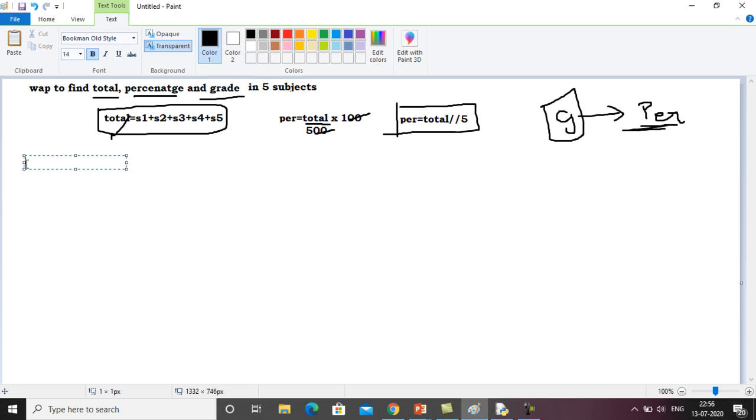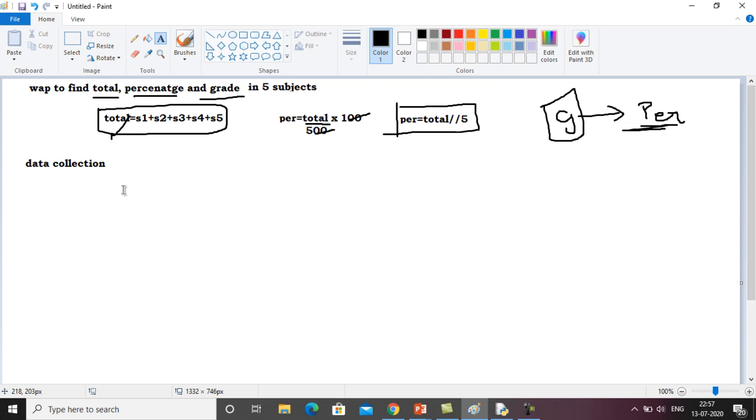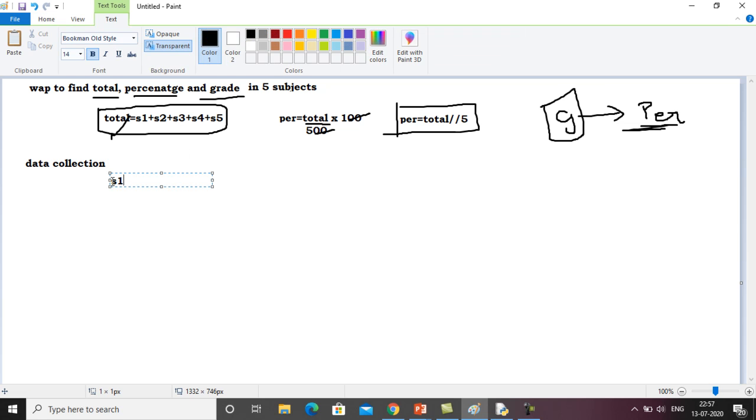Now let's do the second part, that is called the data collection. So what we have to do in the data collection? First, how to find the total. For finding the total, we want the value of the marks in all the subjects, all 5 subjects. So we want the marks in subject 1, subject 2, subject 3, subject 4 as well as subject 5.